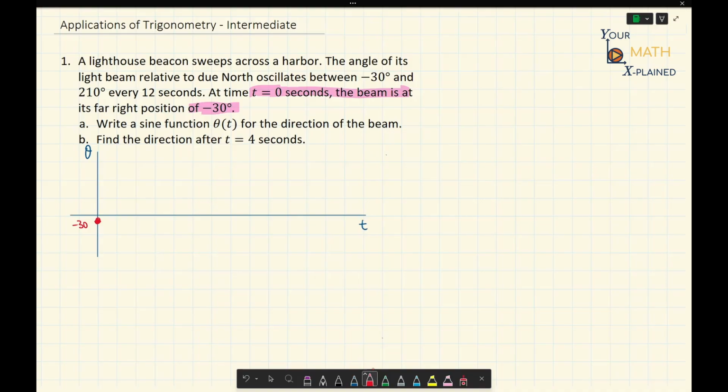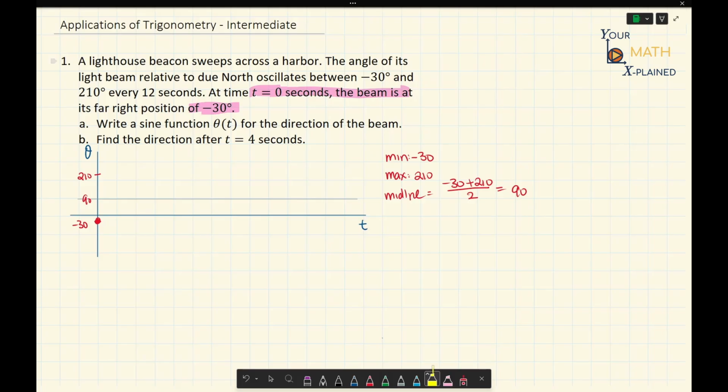Next, since we know that the minimum is at negative 30, and we also know that the maximum is at 210, we can use that to find our midline. So our midline is going to be equal to negative 30 plus 210 divided by 2. And that gives us a value of 90. So our midline is going to be at 90, which will be somewhere here. So that is our 90. And then our max is going to be at 210. So that'll be somewhere up here.